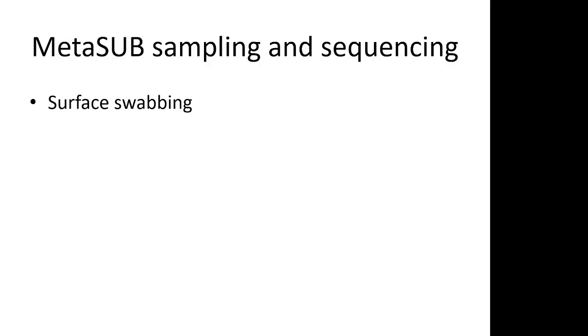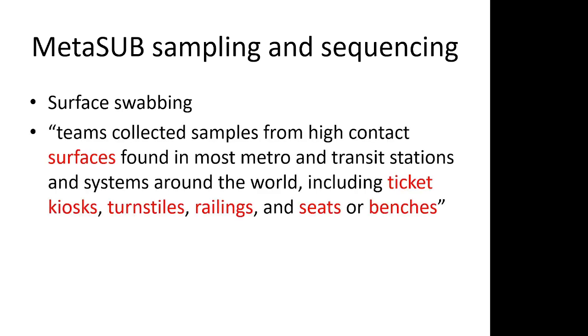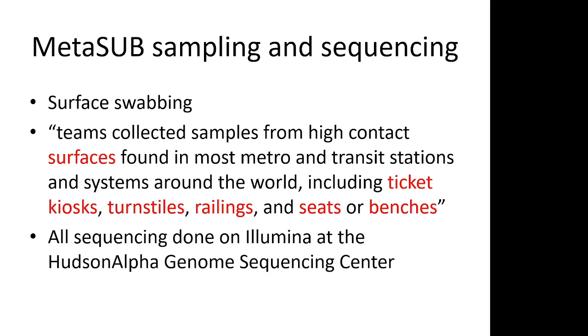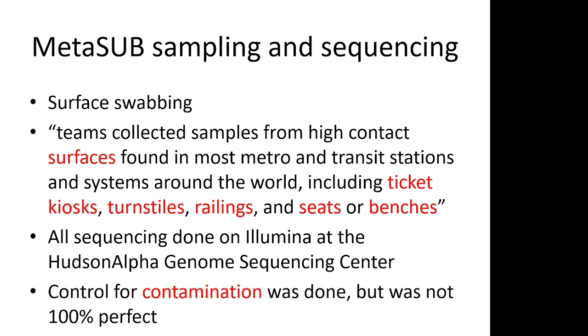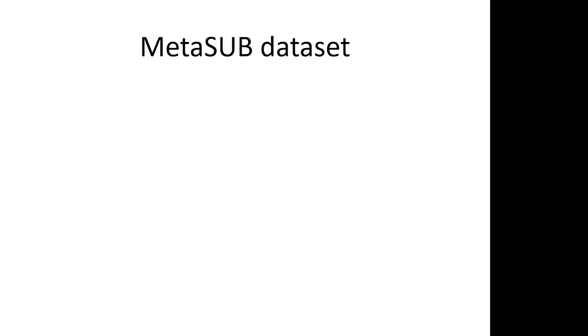So what did they do? In subways across the world, they did surface swabbing from high-contact surfaces, including ticket kiosks, turnstiles, railings, seats, or benches. All sequencing was done at the HudsonAlpha Genome Sequencing Center. It was all Illumina, with some control for contamination.